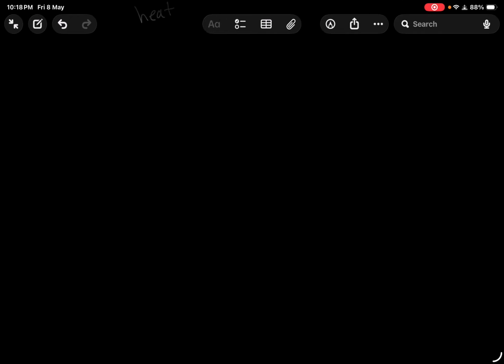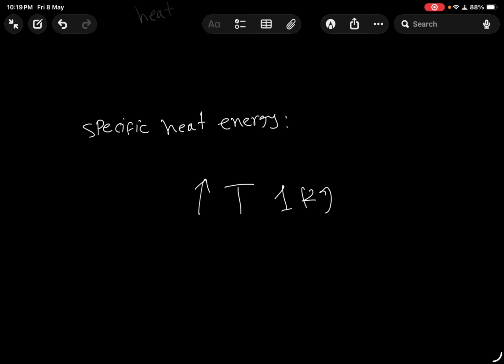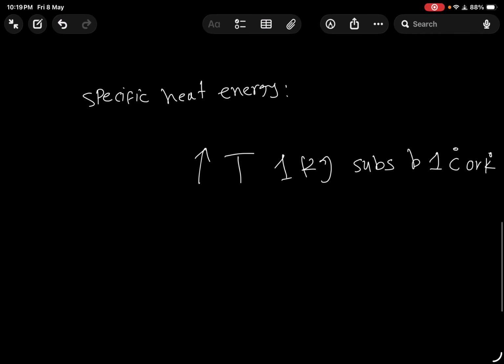Next, we have specific heat capacity. Specific heat capacity is the energy needed to raise the temperature of one kilogram of a substance by one degree Celsius or Kelvin.